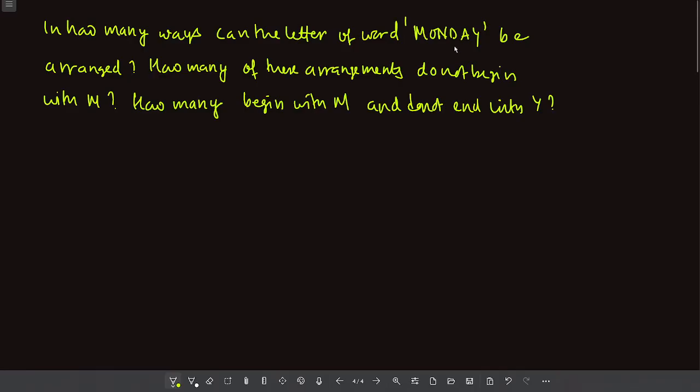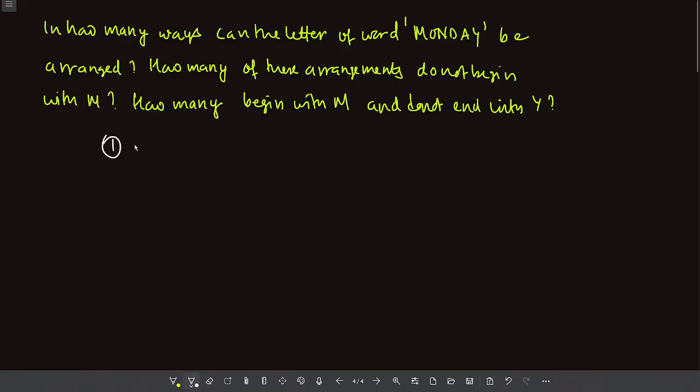The first one is we need to arrange randomly all these letters. In the second case, it should not begin with M. And in the third case, it should begin with M but not end with Y. These are the three cases. What do you say for the first? First, it'll be 6 factorial.